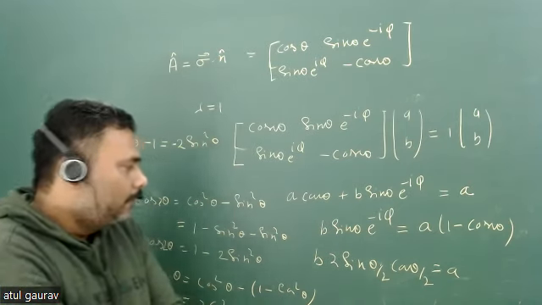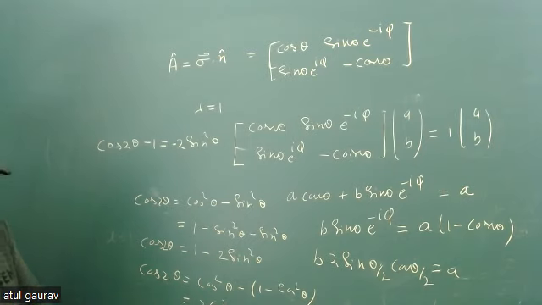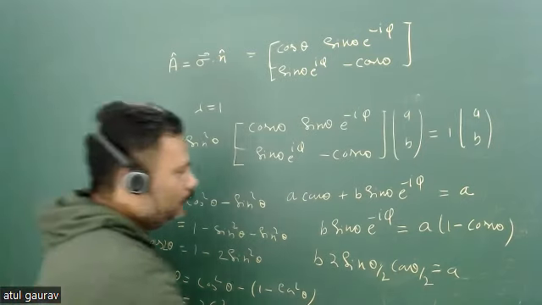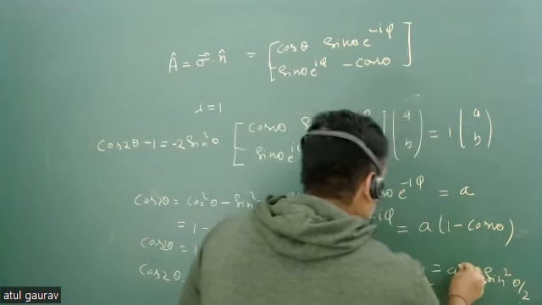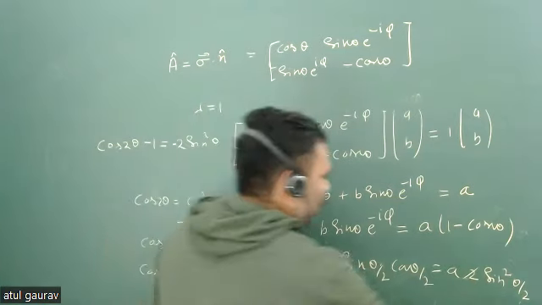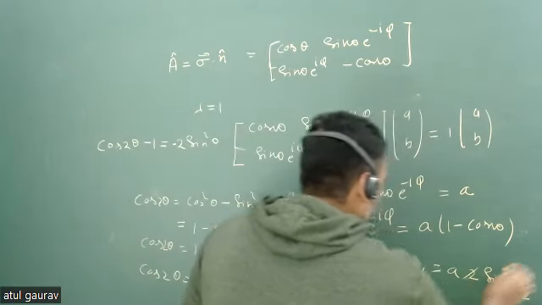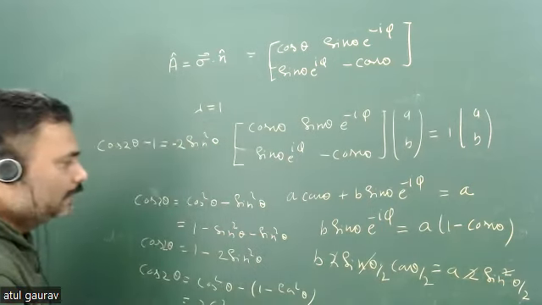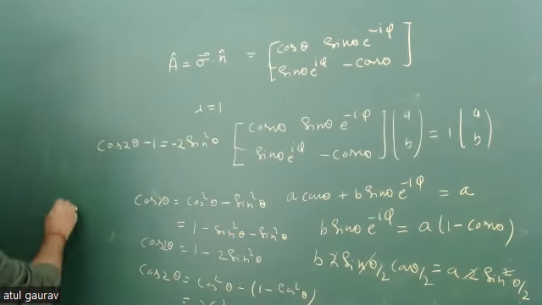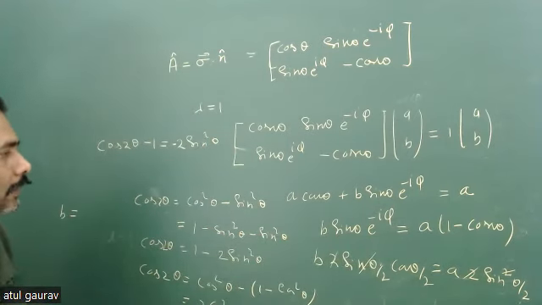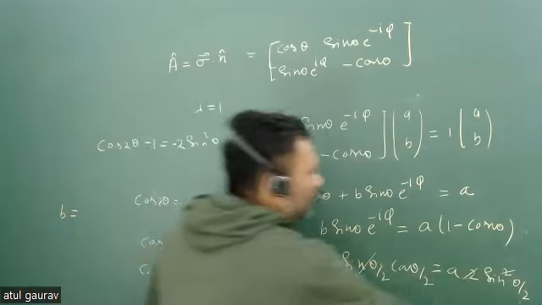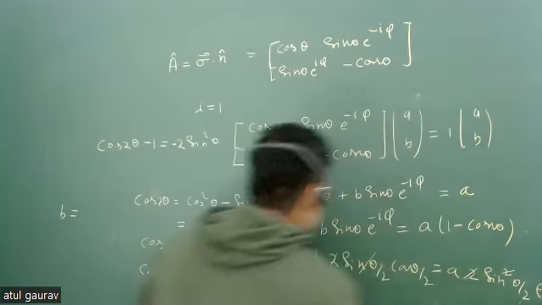Clear? So this is 2 sin square theta by 2. So you have 2 sin square theta by 2 on one side. This 2 and this 2 cancel, and this sin theta by 2 and this sin theta by 2 cancel. So what can you write? You can write B is equal to something, and this part is also there. So this thing is also there. So e to the power i phi, take it to the other side.